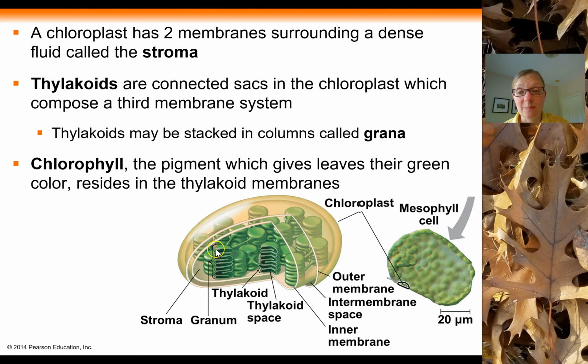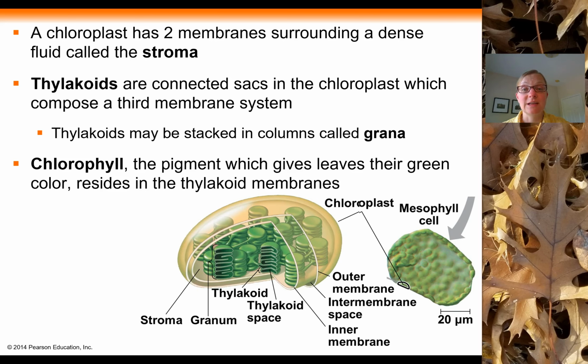The thylakoid membrane is going to be stacked into what I like to call little poker chips, right? So you can see them here. And the stacks of these thylakoids are called grana or granum, if you're talking about a singular stack. If you're talking about multiple stacks, they will be called grana. And specifically, these thylakoid membranes are shown in green because this is where the pigment chlorophyll resides.